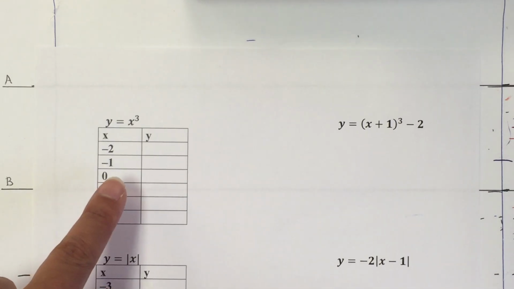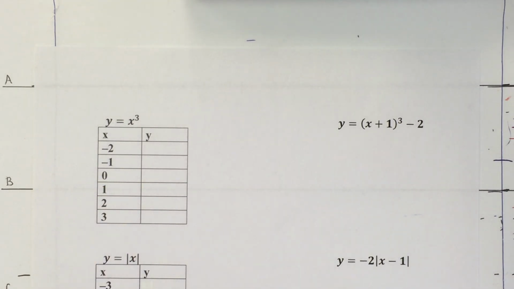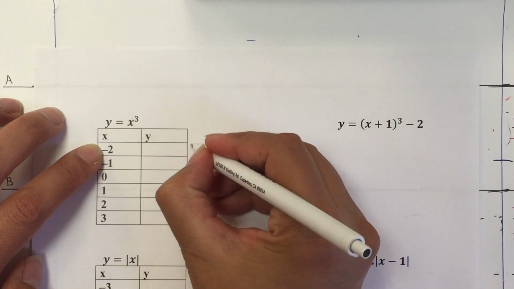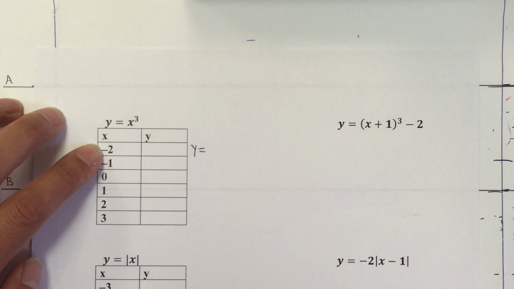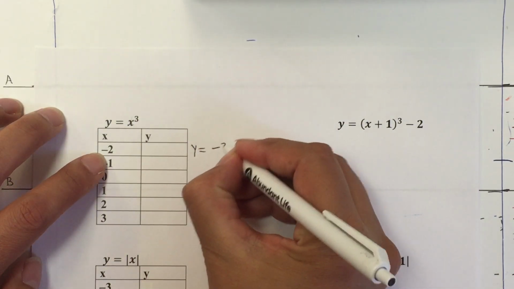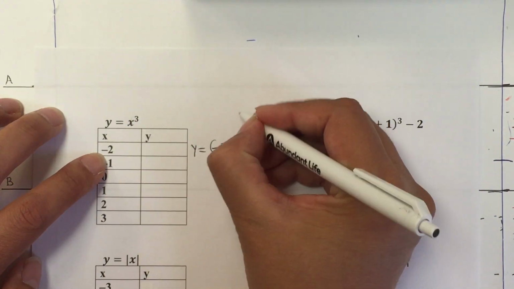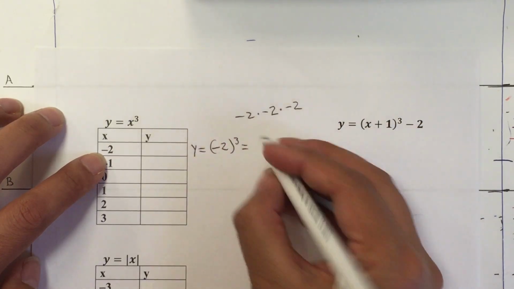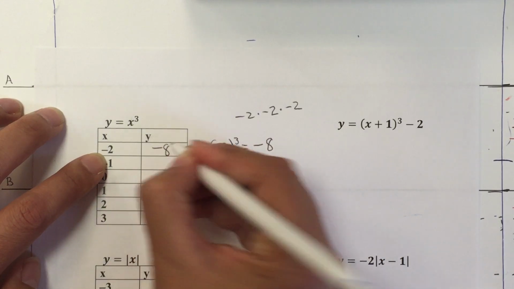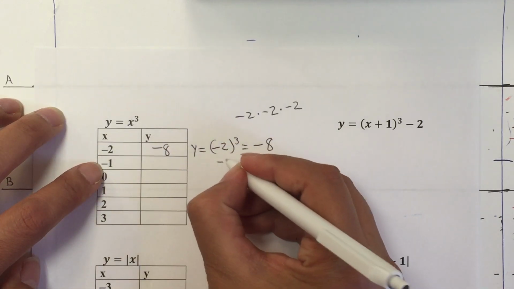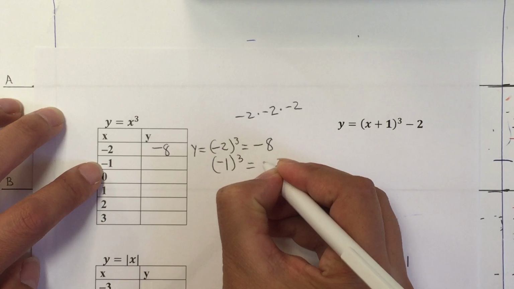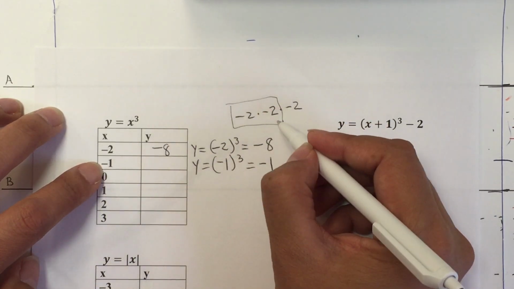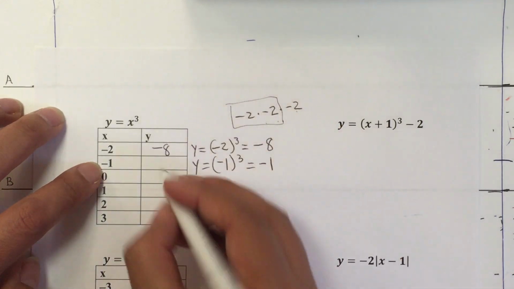Okay, what about this one right here? Cube just means multiply that number times itself 3 times, right? So y equals x cubed, meaning -2 cubed. It means -2 times -2 times -2. That will be -8. -1 cubed equals -1. And it just happens that 2 become positive, but then that positive times negative becomes negative.